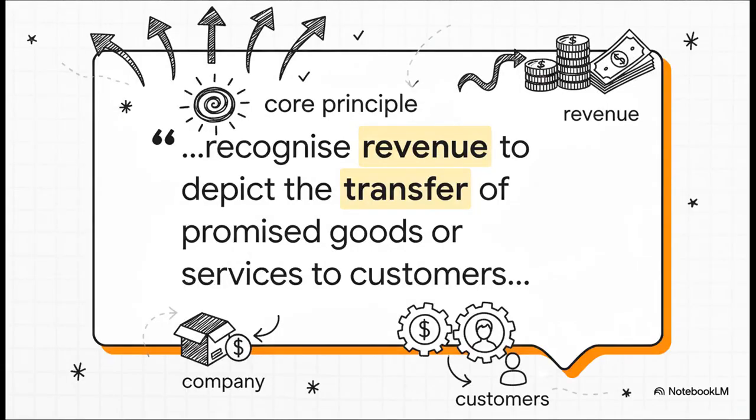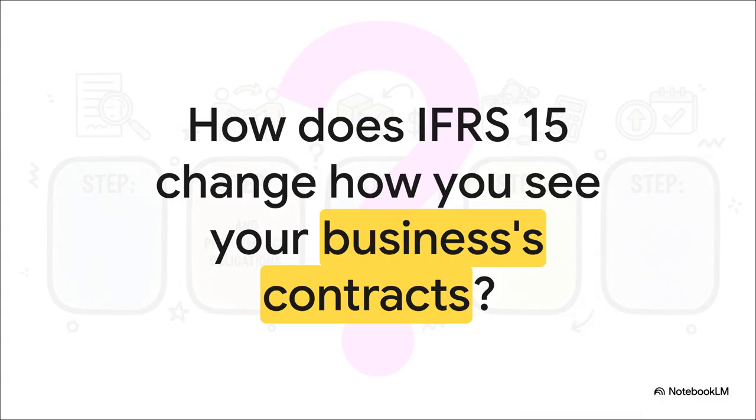And it always comes back to this. Every single one of those 5 steps is there to serve this one core principle, to make sure the revenue you report in your financial statements accurately tells the story of the value you are transferring to your customers. And that's the 5-step model in a nutshell.